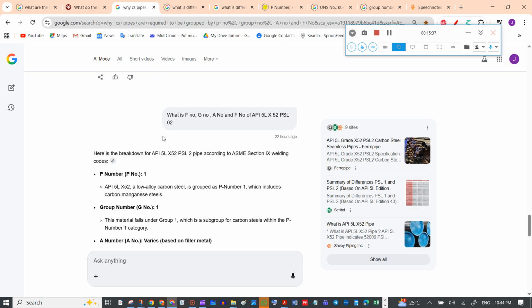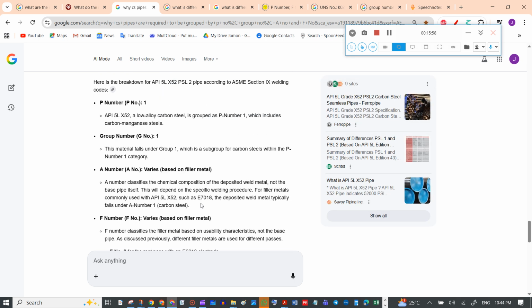Finally, what is the F number, G number, A number, and P number of API 5L X52? Let's break them up. P number is one: it's a low alloy carbon steel grouped under P number one, which includes carbon manganese steels. Second is group number, also one.